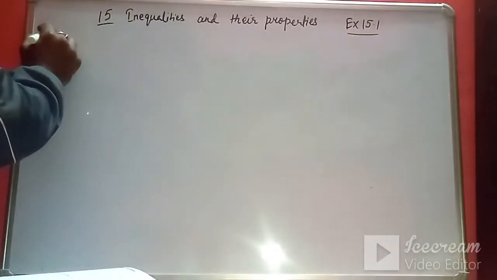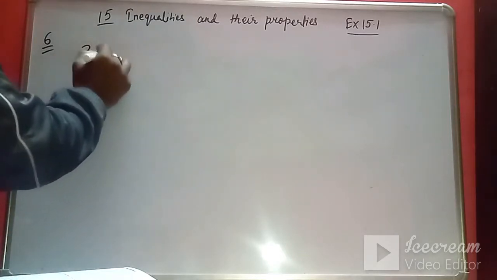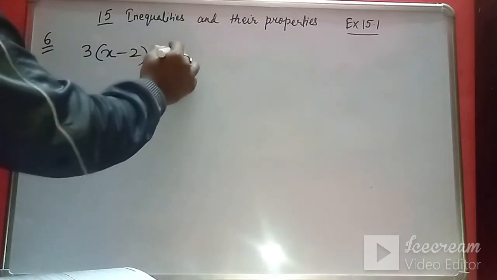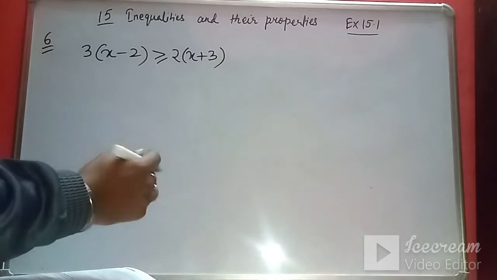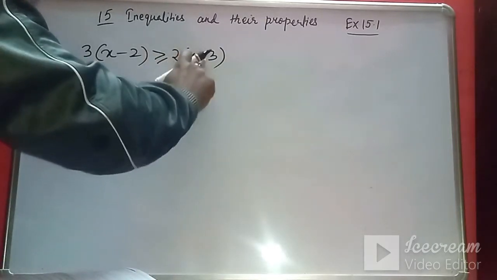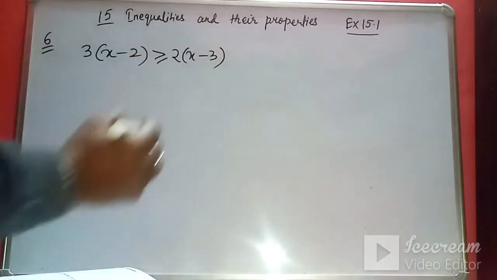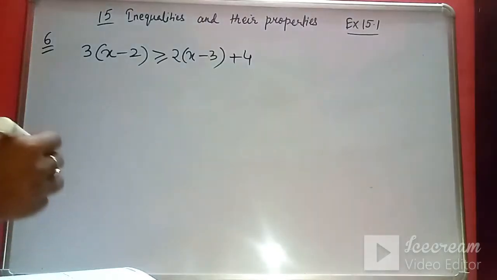Now we will see question number 6. Question number 6 says an inequality is there: 3 into (x minus 2) greater than equal to 2 into (x minus 3) plus 4.